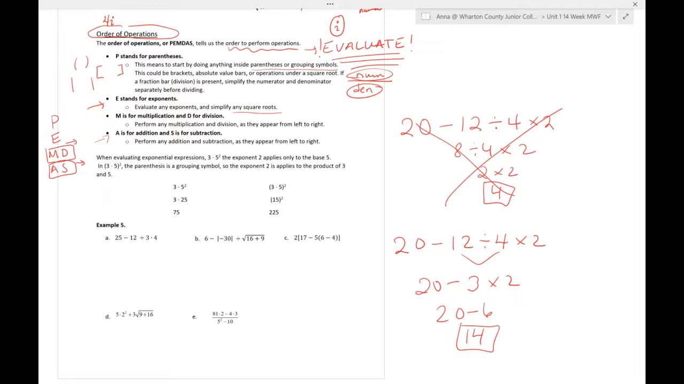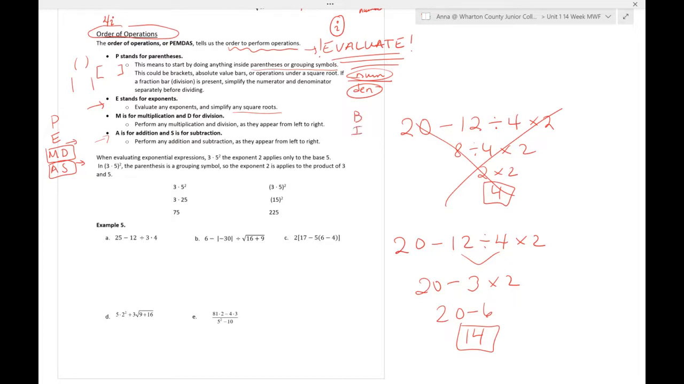If you are from a different country, you might have learned it a different way. I know for a fact that in England, they use BIDMAS because instead of parentheses, they say brackets for grouping. Instead of exponents, they say indices. And then they do D before the M because it doesn't matter, since they happen at the same time from left to right. So if you learn this somewhere else, that's perfectly fine. You just need to make sure that you follow the order of operations.